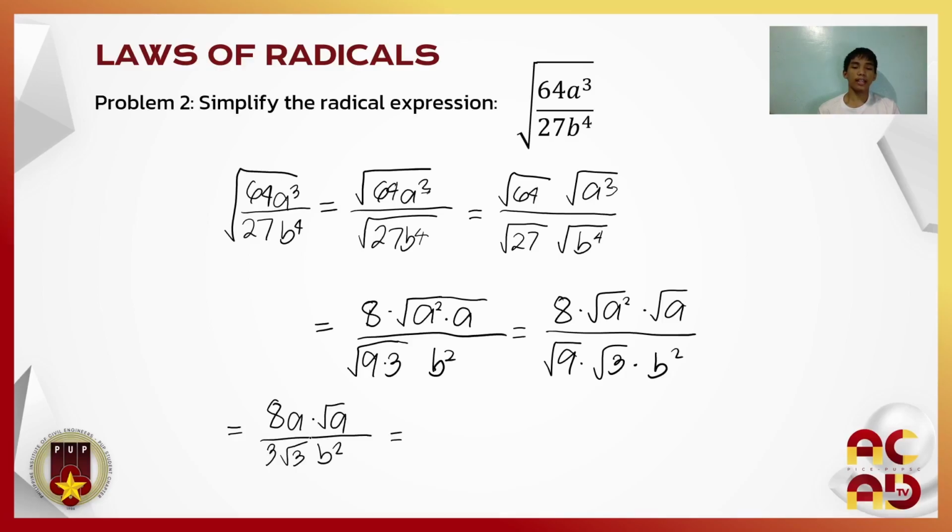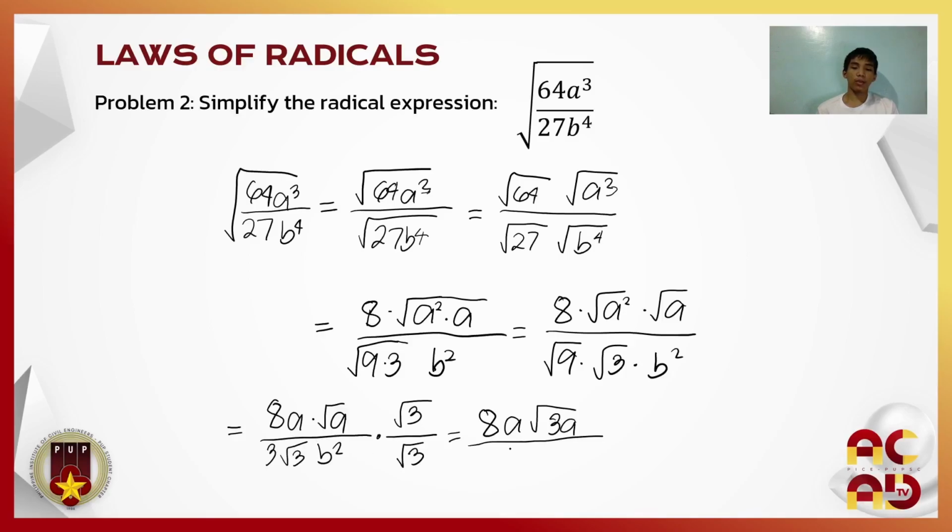But remember that we still need to rationalize the denominator, because a radical sign is not allowed in the denominator. So we multiply the numerator and denominator by the square root of 3. Then our final answer becomes 8a times the square root of 3a, combining what is inside the radical sign, all over 3. The square root of 3 times the square root of 3 is the square root of 3 squared. The squared cancels, so it becomes just 3.